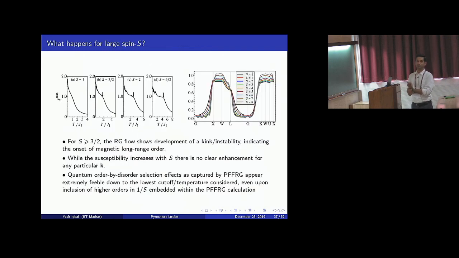What happens at large S is something very tricky. We find some appearance of a weak instability in the RG flow starting from spin 3/2 onwards. But if you plot the susceptibility along a high symmetry path, there is no clear selection at any particular Q point, down to very large values of spin. This is in line with what Chris Henley found, that the order by disorder selection effects are actually very weak. Even upon inclusion of higher orders in 1 over S, which are already embedded in FRG, the selection effects are so feeble that in one-loop FRG we are unable to capture this. So right now we are going up to 3-loop and trying to see whether there is any selection at a particular wave vector. But as of now, even in RG, the problem of the ground state at large S remains open.